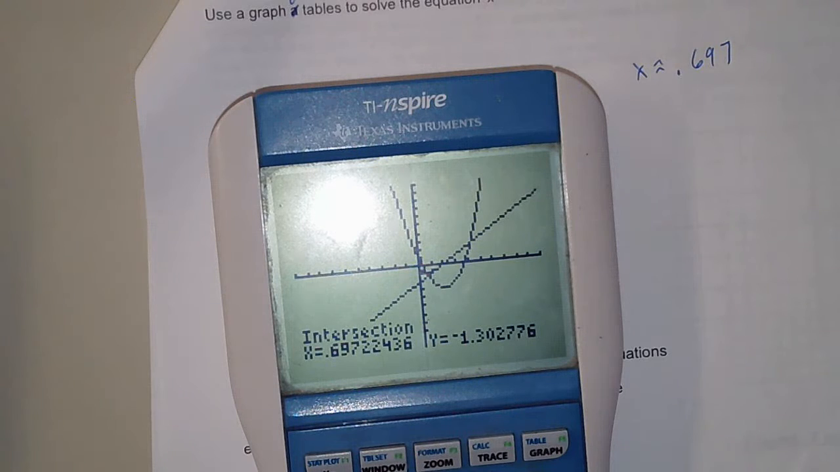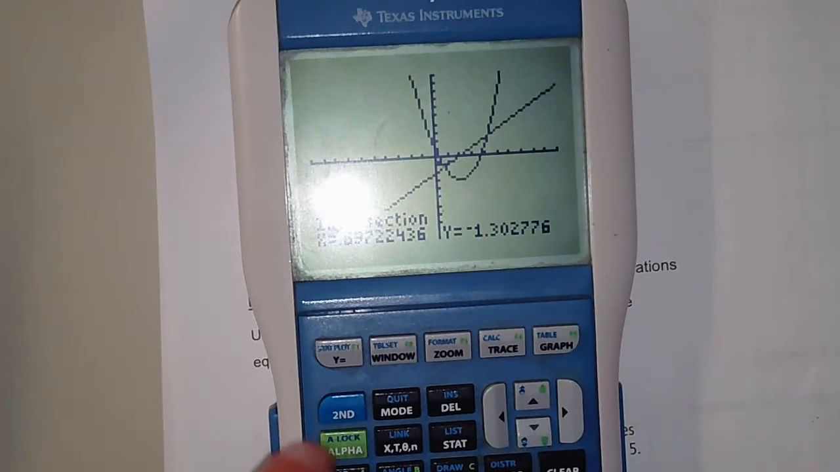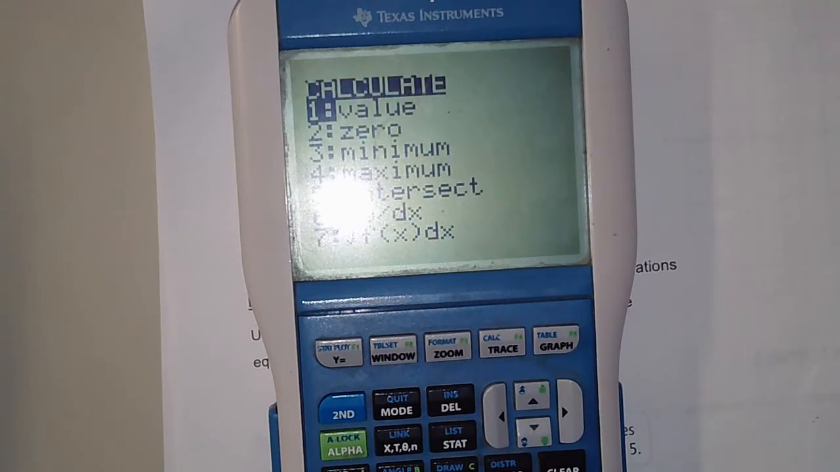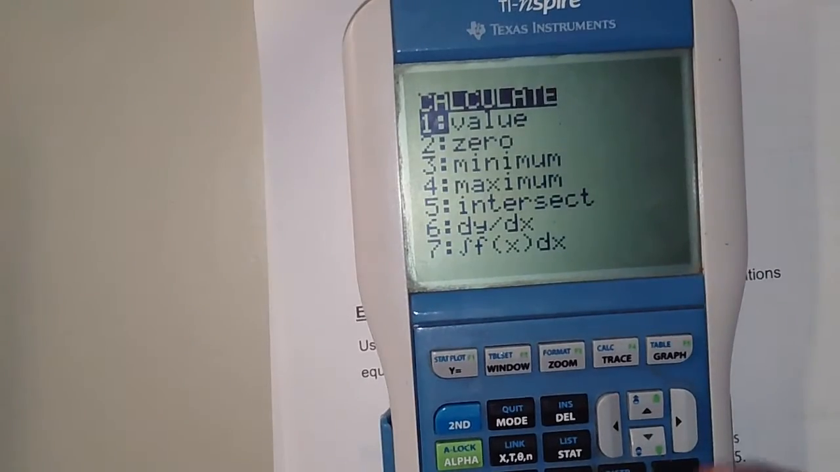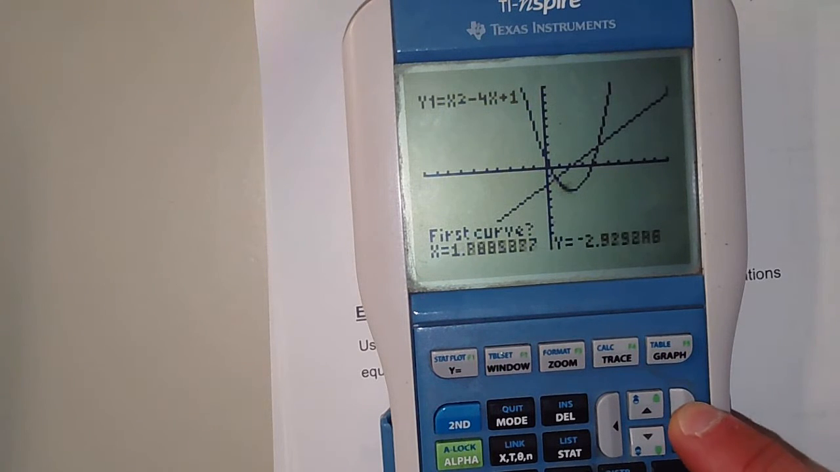Now to get the second one, we just repeat that same step. Just to see it from the top again: second trace, brings up your calc menu, pick option 5 for intersect, and then since we want this other one, move our cursor over here.